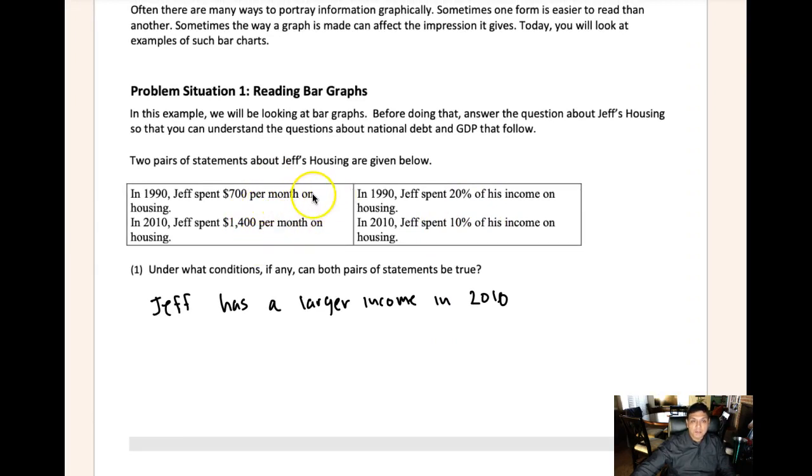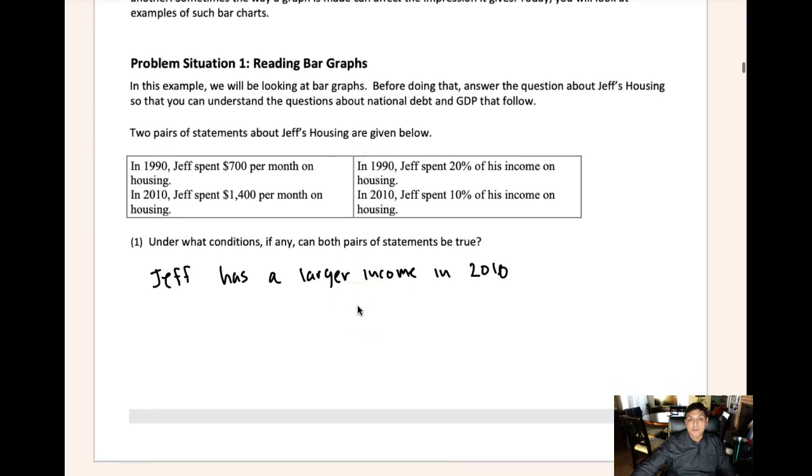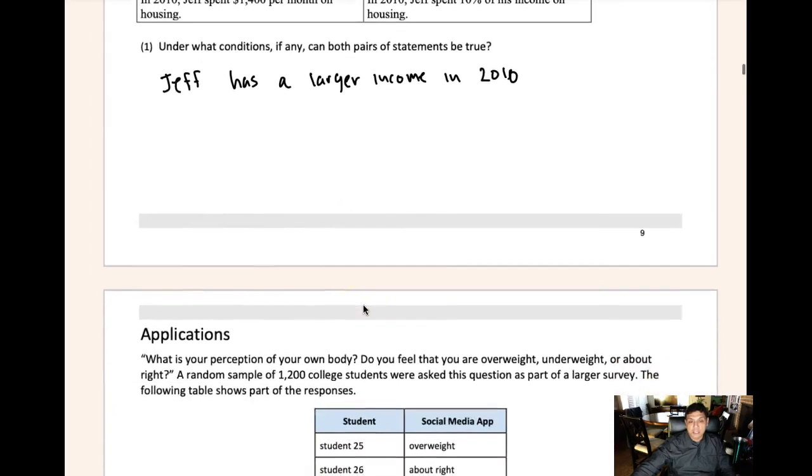And that's again because we're taking a percent of some whole, and in 2010 his whole is bigger, and so that's why he has a bigger value here, even though it's a smaller percent. And so Jeff has a larger income in 2010. That's what would cause a situation like that.